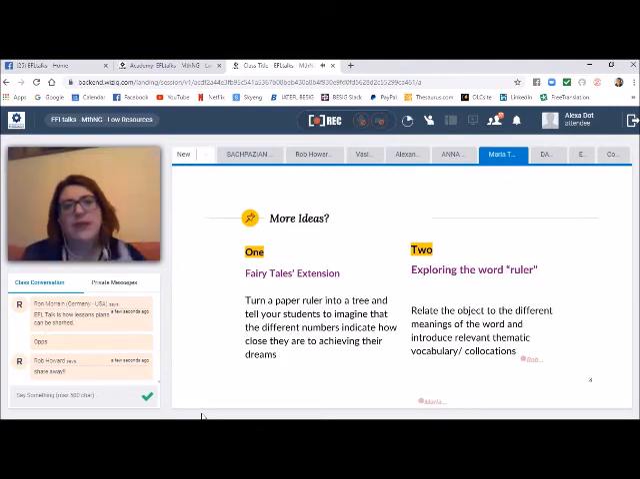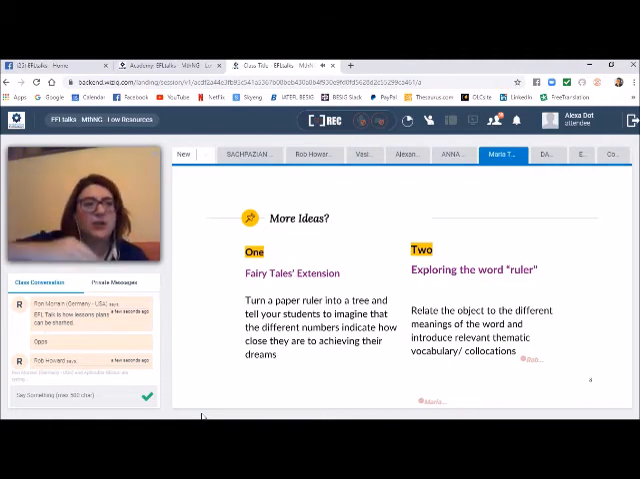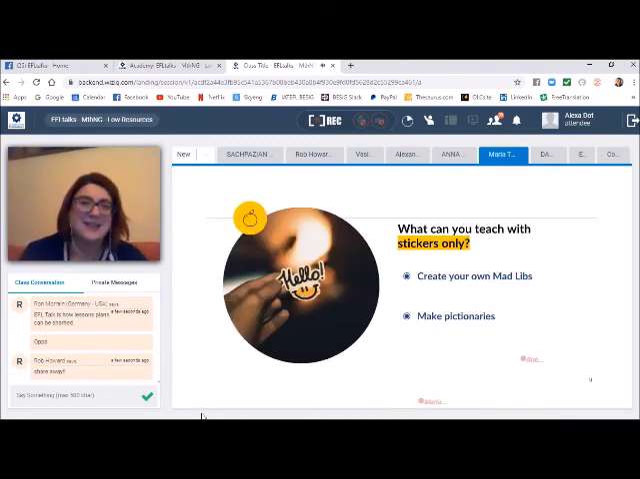And through the different meanings of the word ruler, we also explored topic vocabulary regarding education, obedience, unfortunately, corporal punishment, which was an issue of the past. So you can use this very simple object to extend its uses and its different associations to other topics in education. The last object is stickers and what we can teach with stickers only.